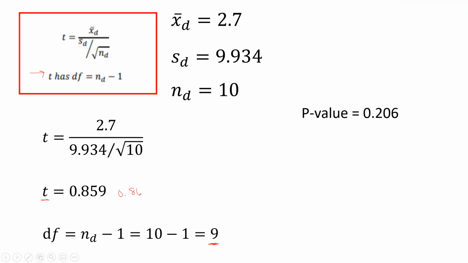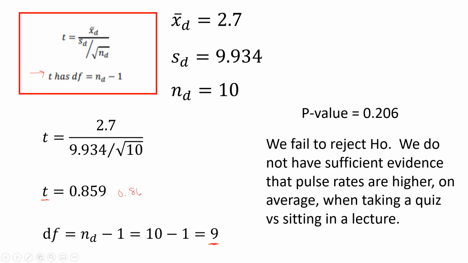All right, so now I've come up with my test statistic and my p-value. The p-value of 0.206 is actually high, especially if you're using an alpha of 0.05. When p is high, then we keep the guy. So in other words, we're going to fail to reject. So we fail to reject the null hypothesis. We do not have sufficient evidence that pulse rates are higher on average when taking a quiz versus sitting in a lecture. So hopefully that helps you out a little bit when you are dealing with these paired data problems.